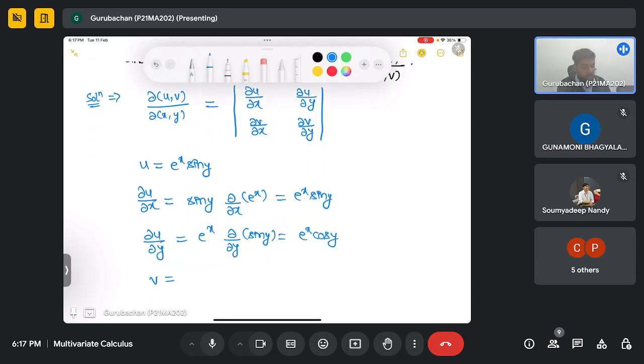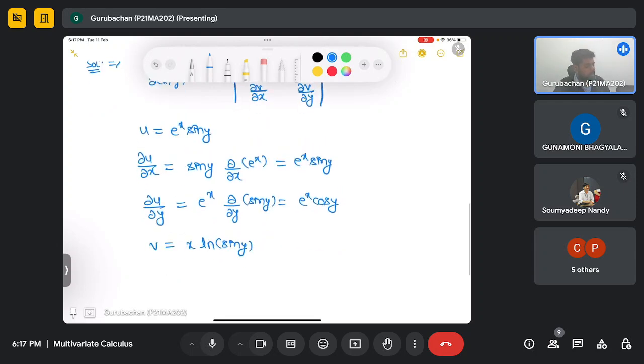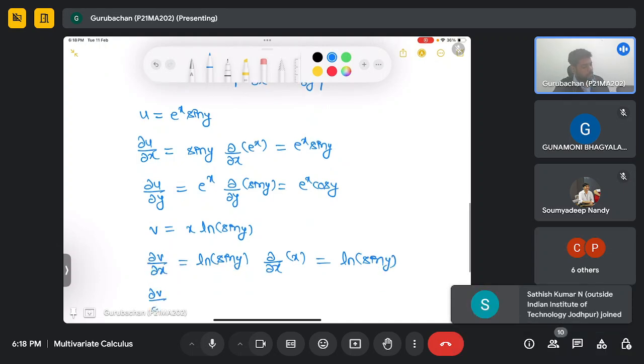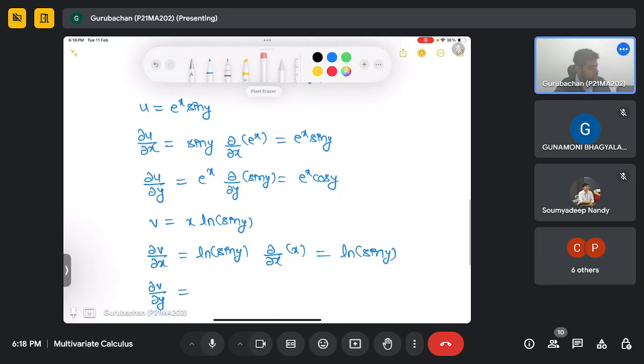Now the next function is v. What is v? v is x ln sin y. So we need to differentiate this v with respect to x. That means y will be treated as constant. So it will be ln sin y times del over del x of x, which will come out to be ln sin y. While del v by del y will be x times del over del y of ln sin y.